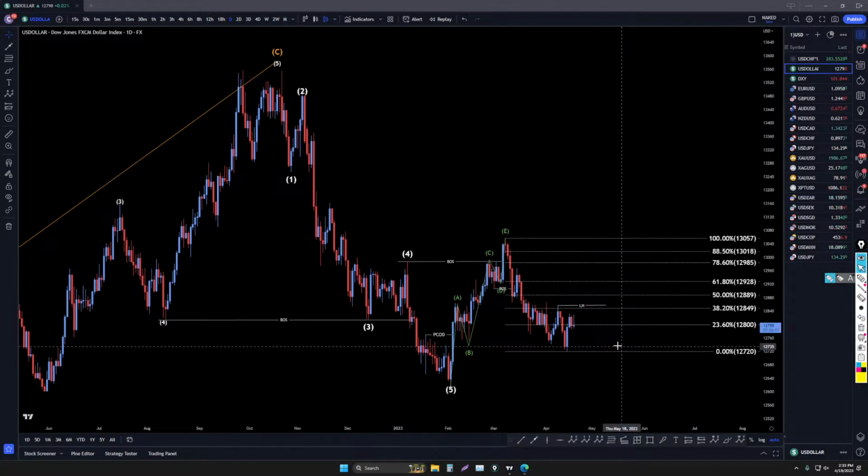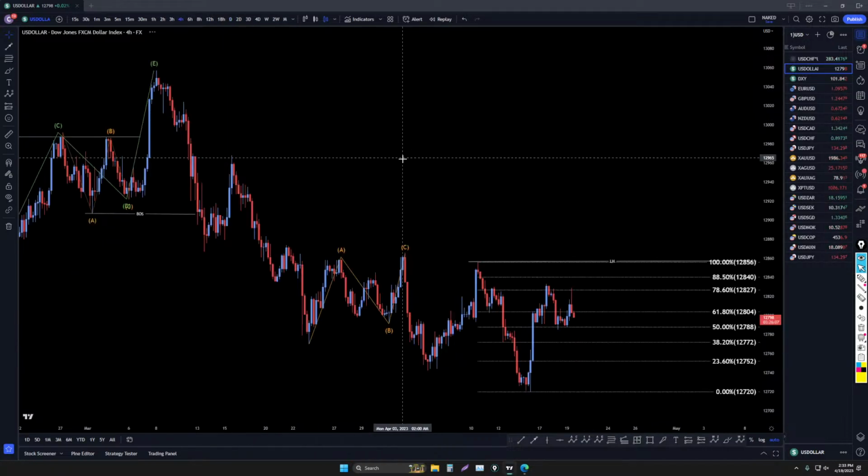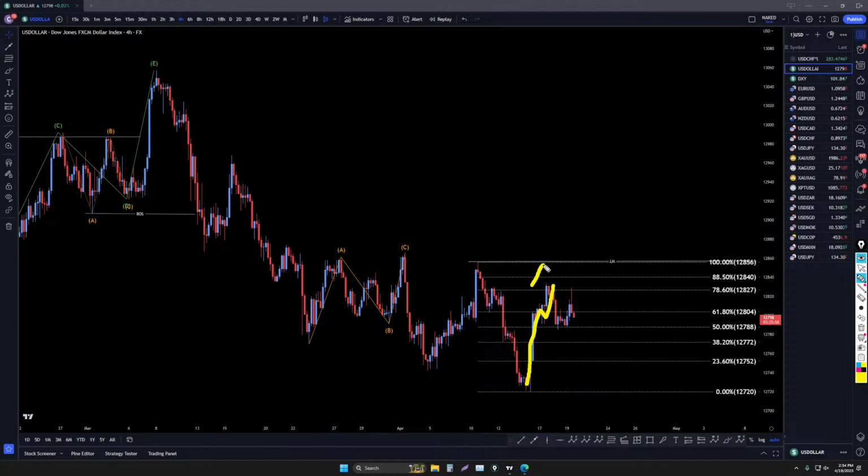So for me, the trend is definitely still down on the daily time frame. Going down to the 4-hour time frame, definitely a little bit of a tricky pattern today. The market, like I said, has kind of been all over the place. But now in hindsight, we can see that this is most likely an A. We can see this is a B.